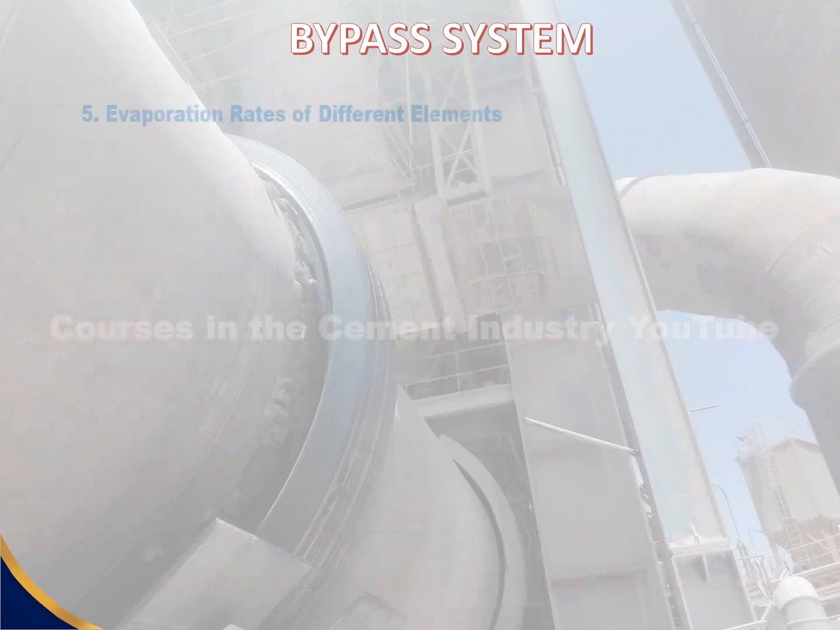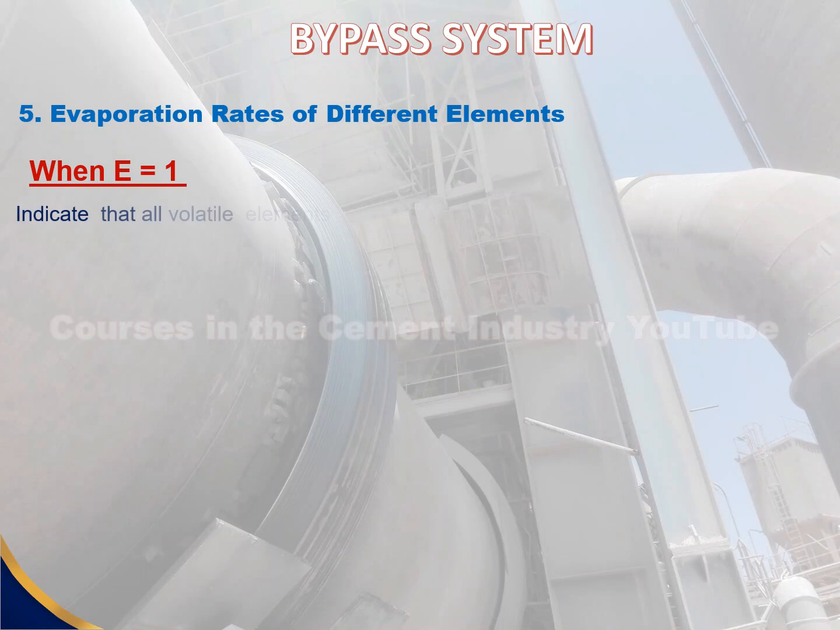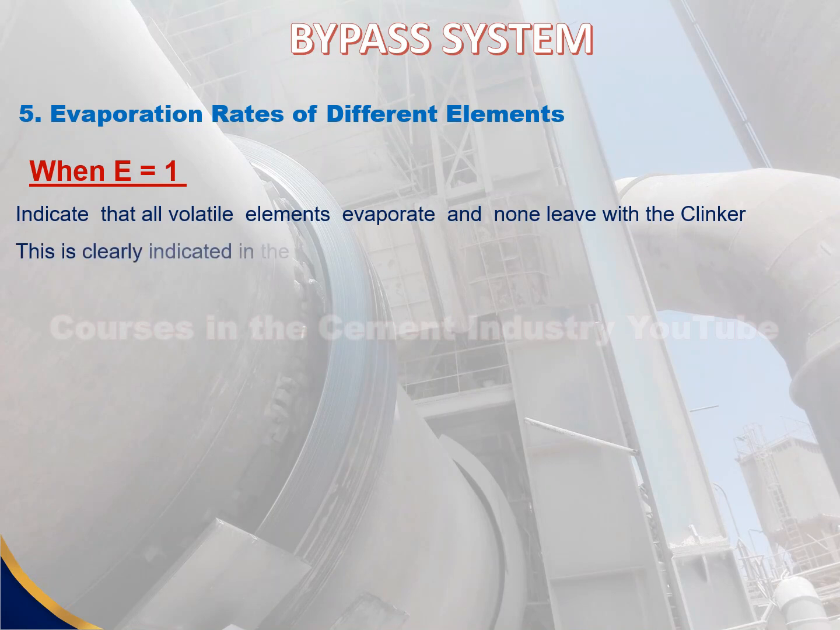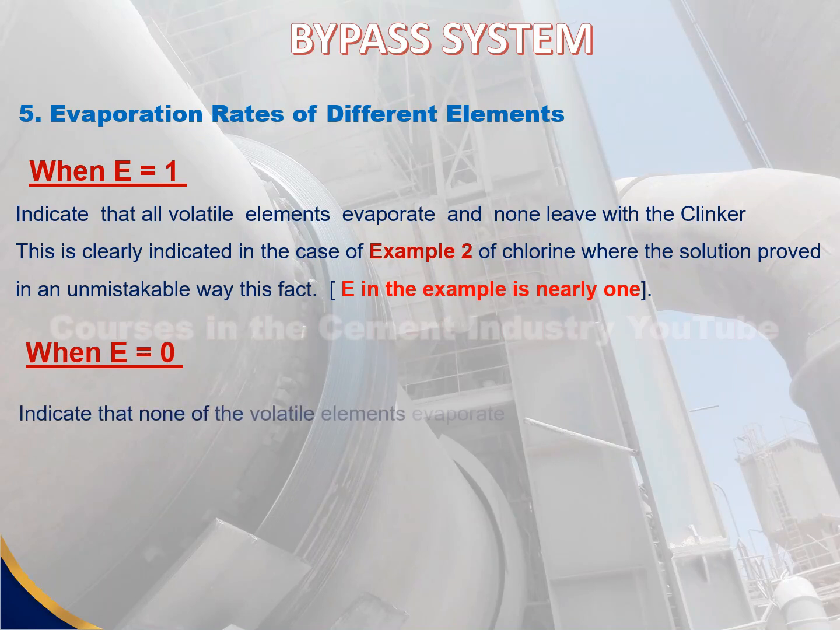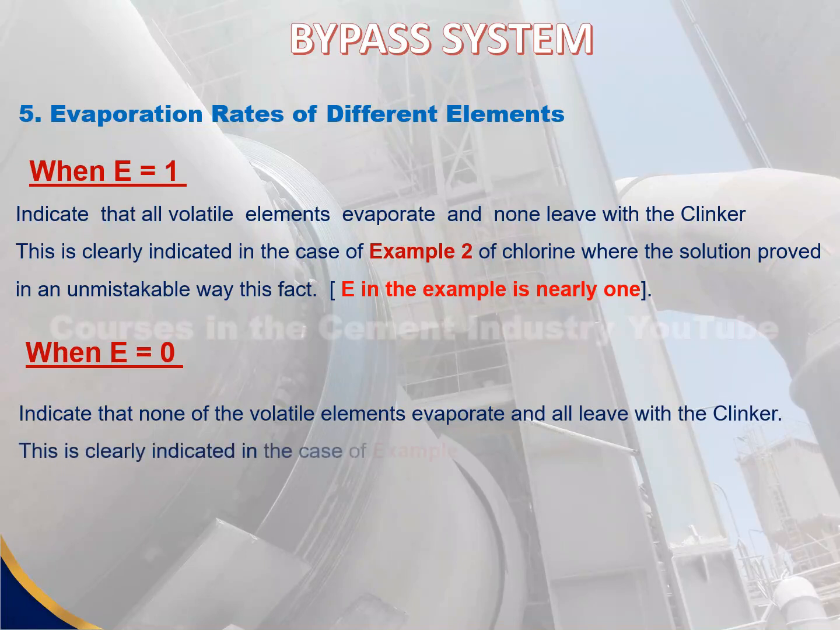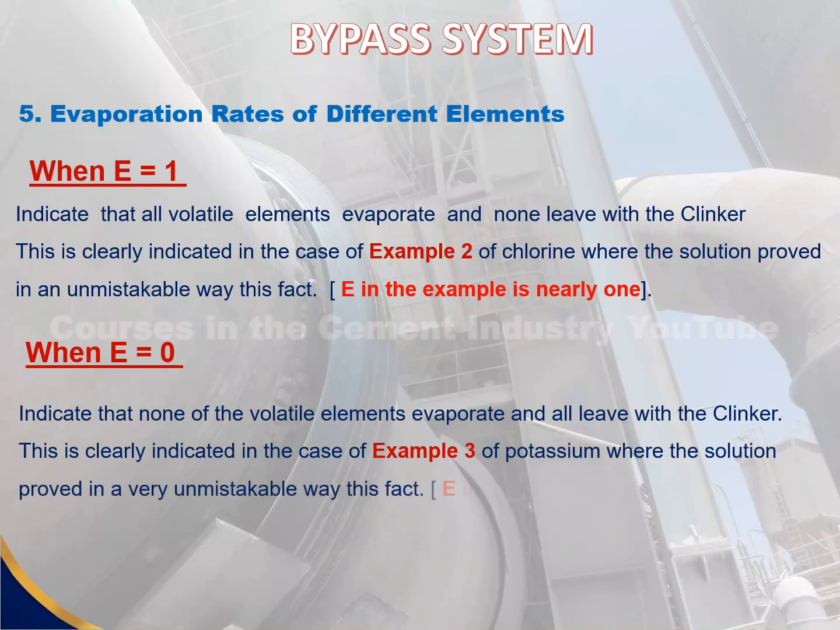We follow evaporation rates of different elements. When E equals 1, it indicates that all volatile elements evaporate, and none leave with the clinker. This is clearly indicated in the case of example 2 of chlorine, where the solution proved in an unmistakable way this fact. E in the example is nearly 1. When E equals 0, it indicates that none of the volatile elements evaporate, and all leave with the clinker. This is clearly indicated in the case of example 3 of potassium, where the solution proved in a very unmistakable way this fact. E in the example is very small.